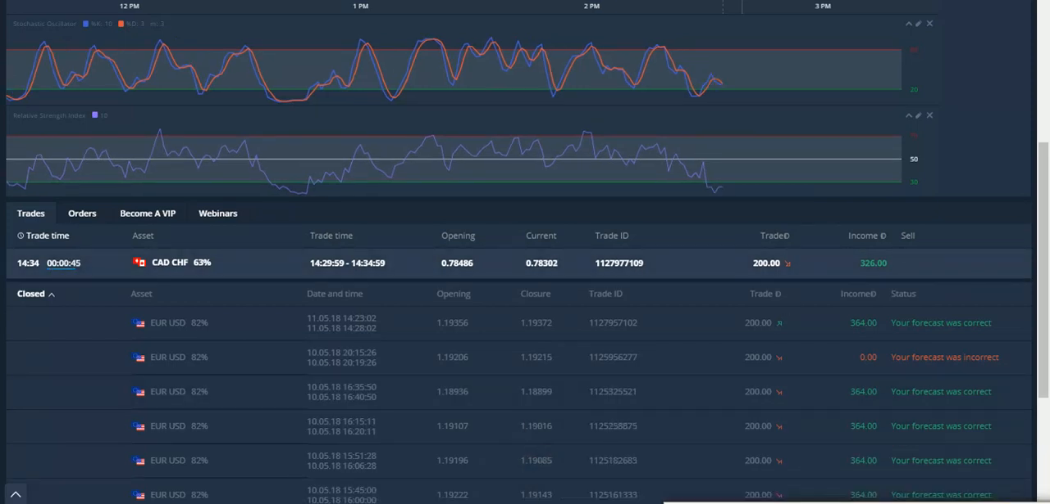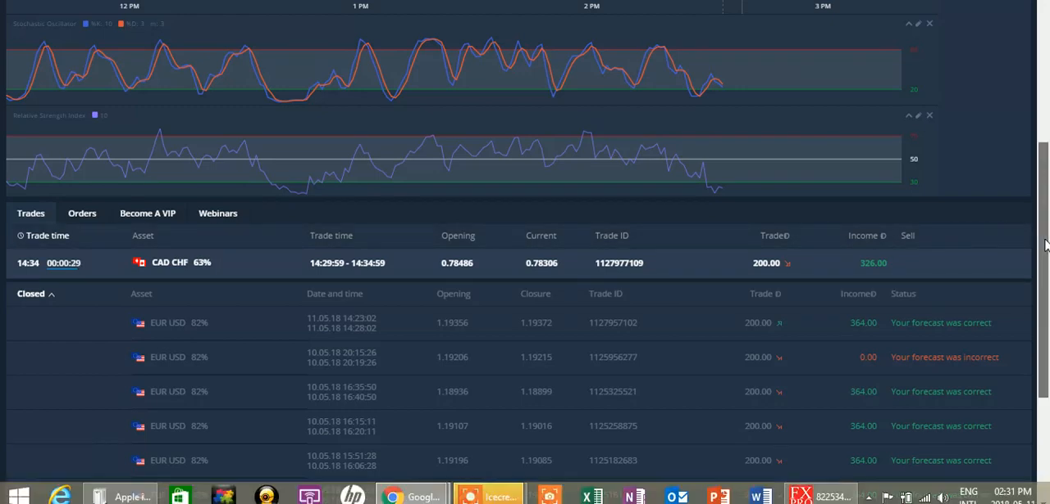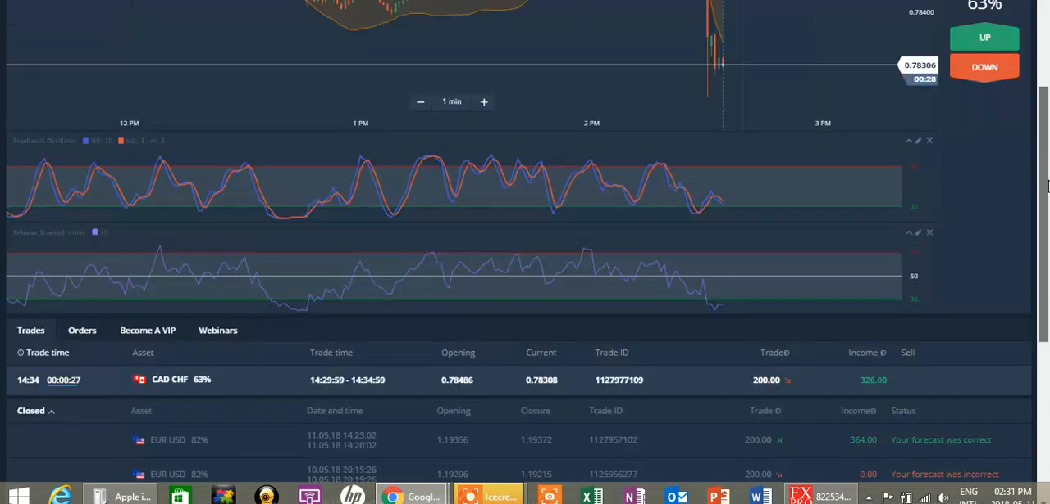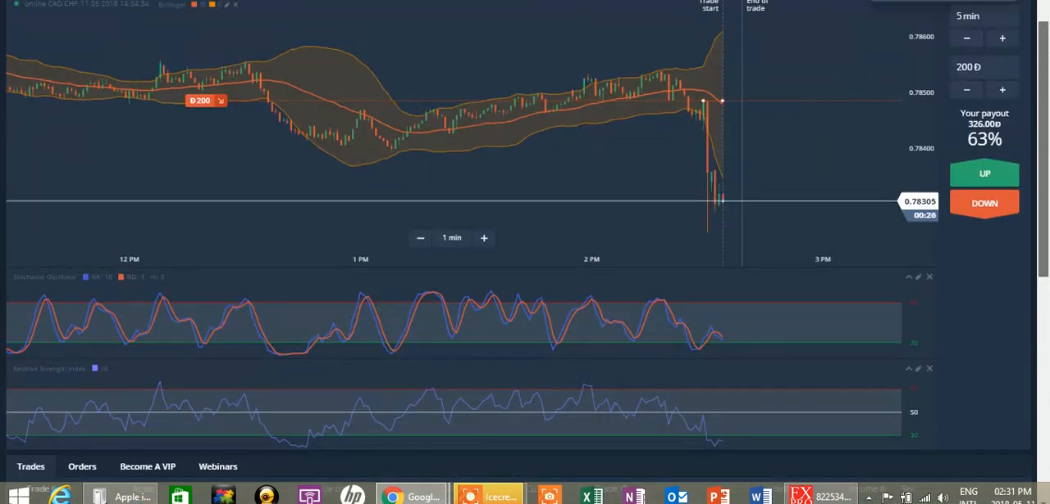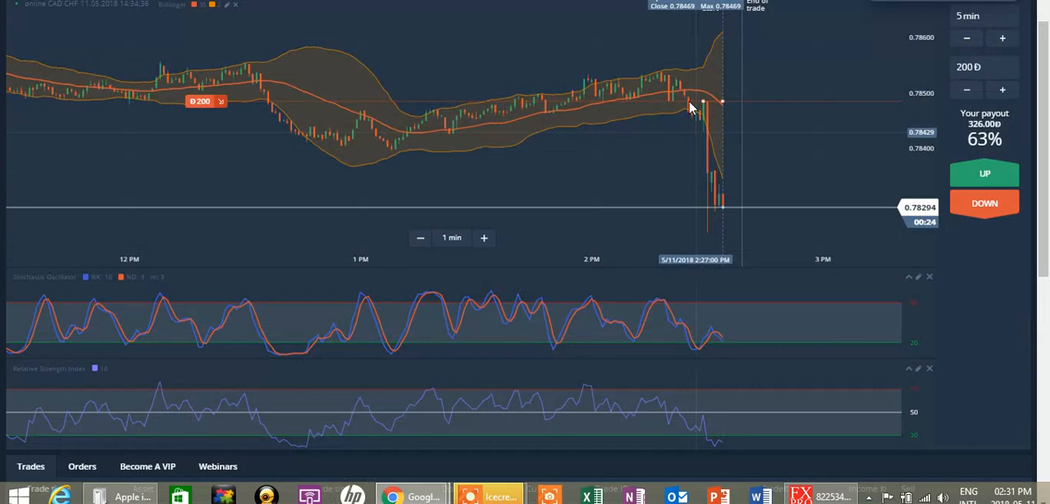Yeah, so as you can see here, the trade almost expired. There's 40 seconds left. You can check the trade ID here, and everything is still the same. Okay, so this was CAD CHF. This was trading the news. Traded here. This was my entry here. You can see how deep in the money it went.